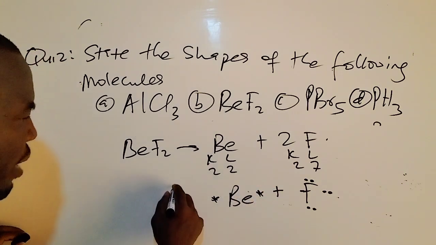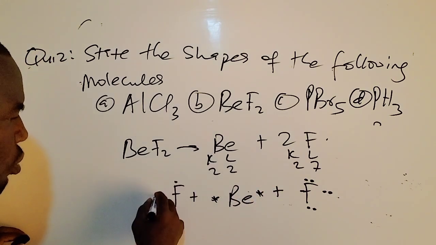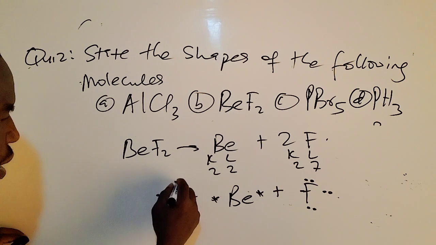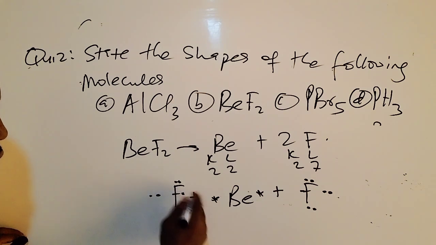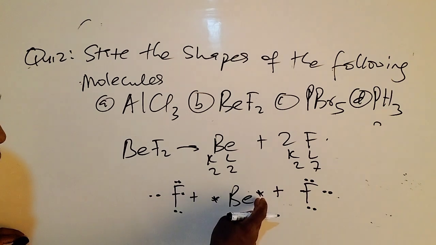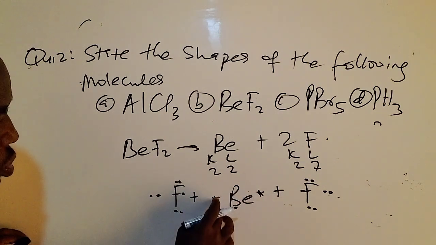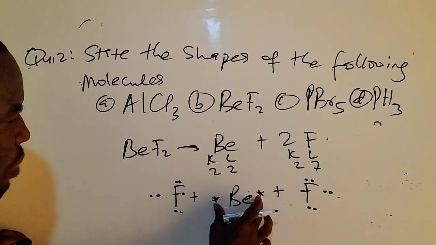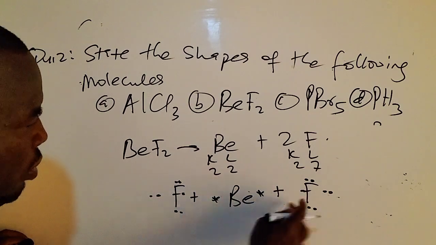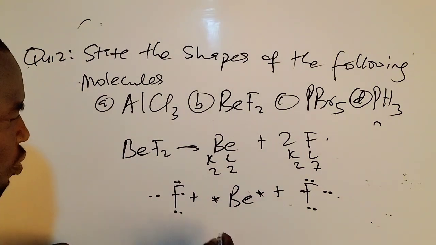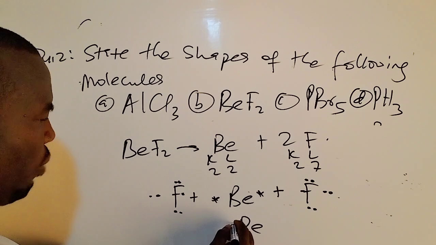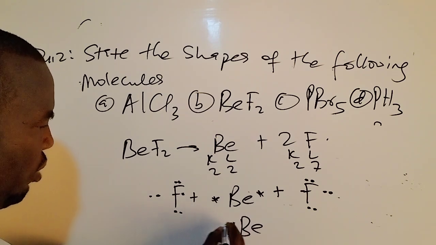We need 2 fluorine atoms. 1, 2, 3, 4, 5, 6, 7. The central atom needs 2 extra. You're going to share these 2 between 2 atoms, so divide the 2 by 2. That is going to be 1, 1. So they bring 1, 1 for sharing. Now I have beryllium with 1 electron. Fluorine brings its own electron to bond here.